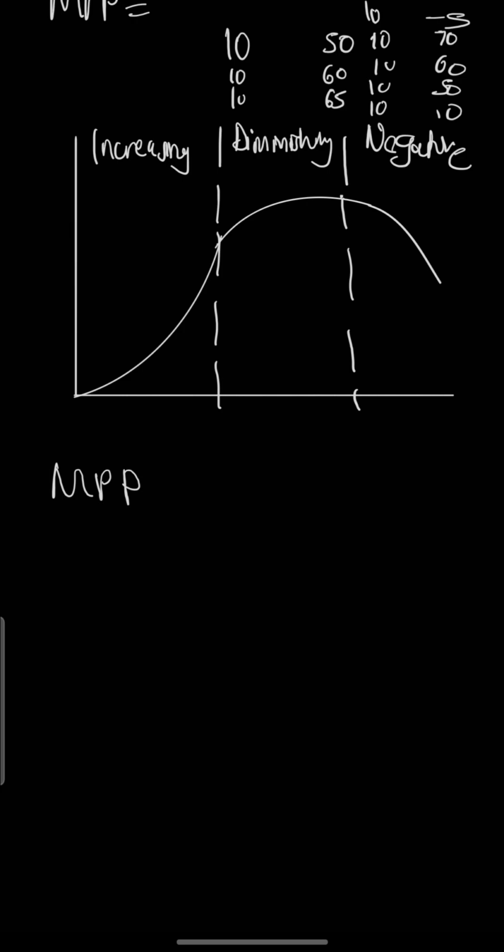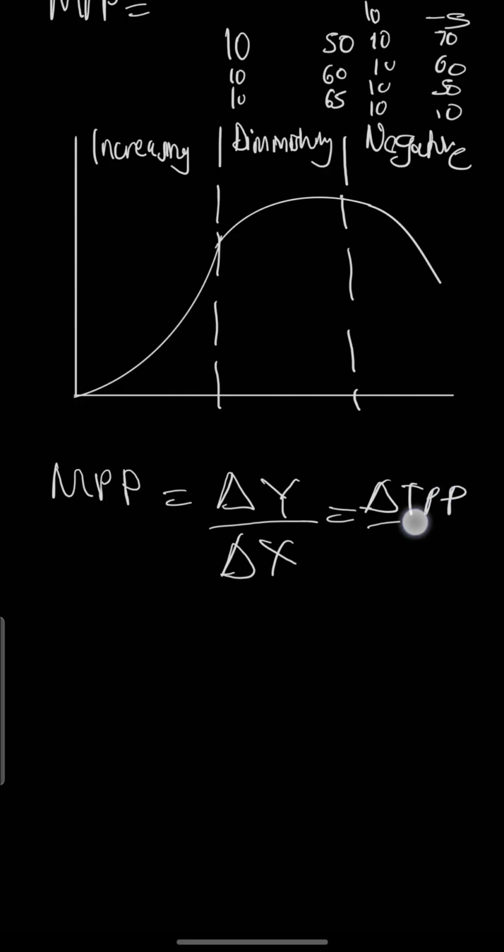That means what you have added, the total after minus the total before gives you what you have added. If I say what your marks before were 80 and your marks after are 85, I've added 5 marks. So it is simply the change in total physical product divided by the change in variable inputs. That is how we get our marginal physical product.